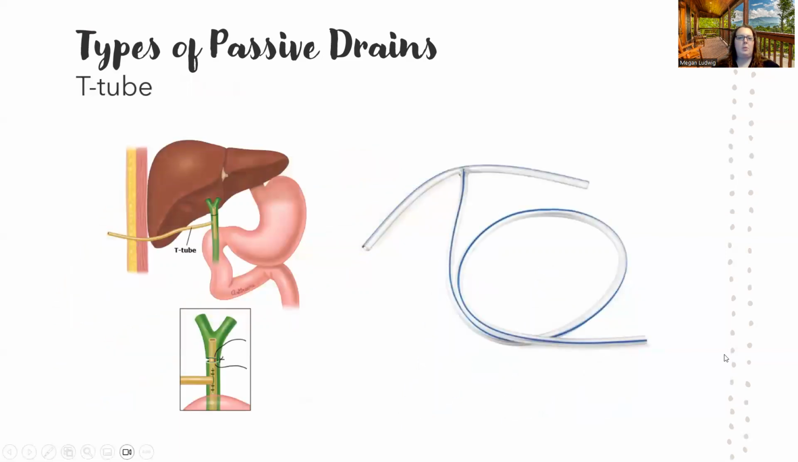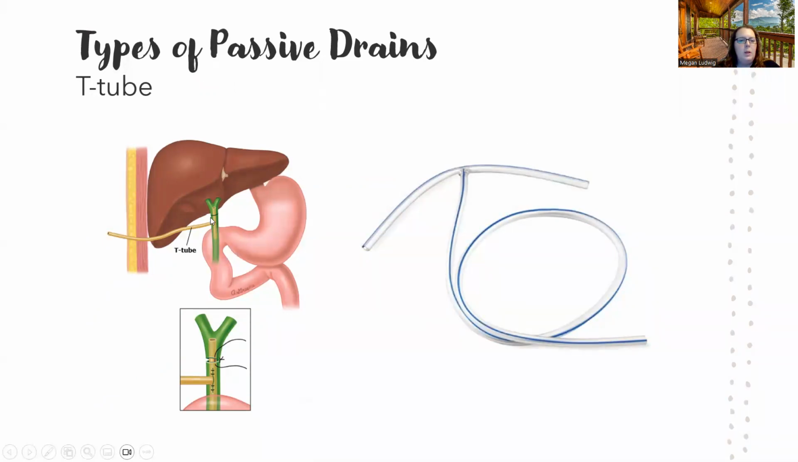All right, another type of passive drain here is called a T-tube, and it is shaped like a T. Odd, right? This T-tube is used to drain the common bile duct. I tried to show you a picture here of how that really looks. Sometimes if you're just looking at this, you think, I don't understand how that fits in there, right? They can cut it. In this picture, it looks a little bigger than what it truly is, okay?